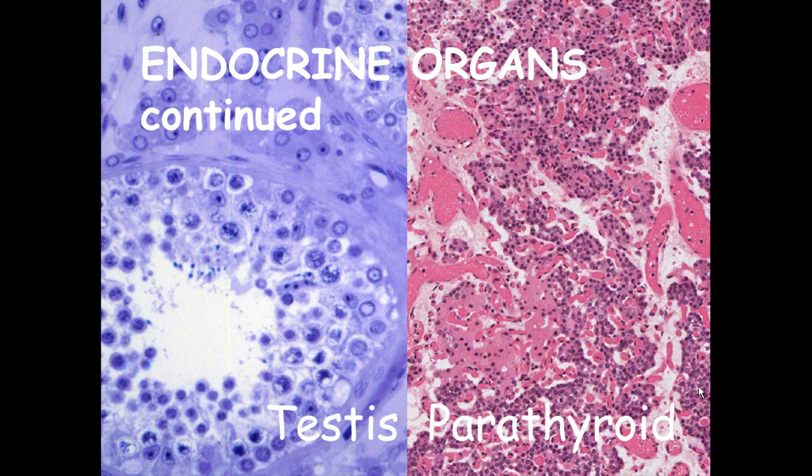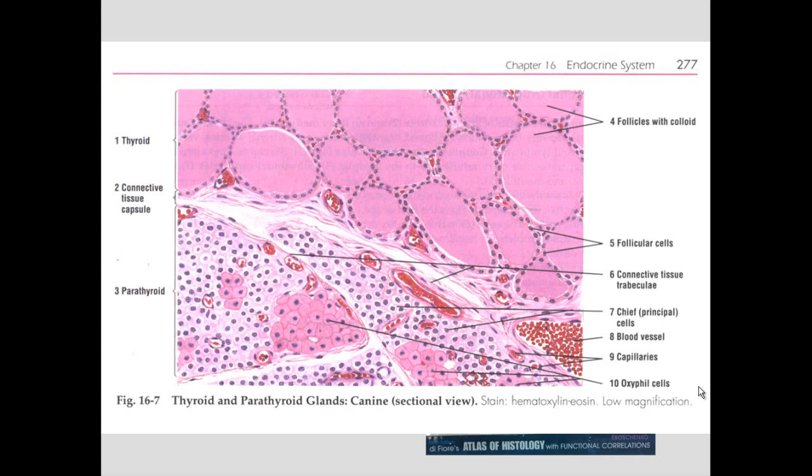Today we'll be talking about the endocrine system. Here we see the testis and the parathyroid, which are two of the organs that we'll be covering this session. We talked about the thyroid, but now we're going to talk about the parathyroid. Para means near thyroid, and there's a couple of cells.